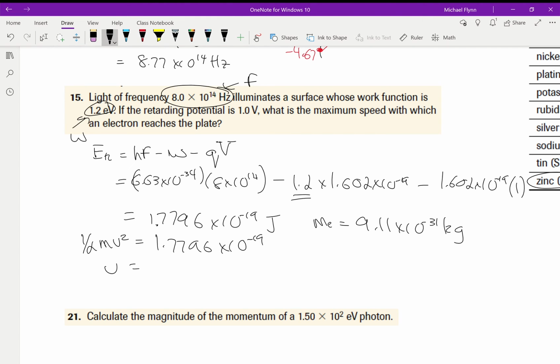So I've got this really tiny number there. I'm going to divide it by 9.11 times 10 to the negative 31, times it by 2, and take the square root. And I get 6.25 times 10 to the 5 meters per second. Those guys are really whipping around in there. Okay, so that is the speed of the electron, and that is how you do number 15. It's a typical photoelectric question.